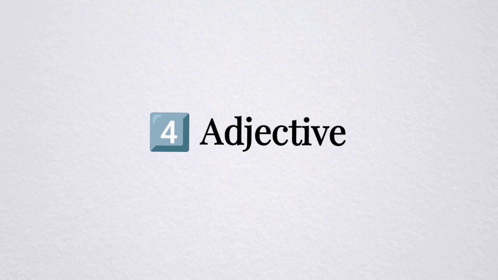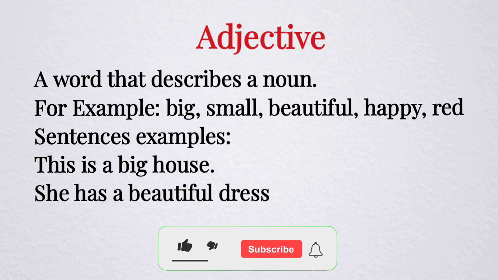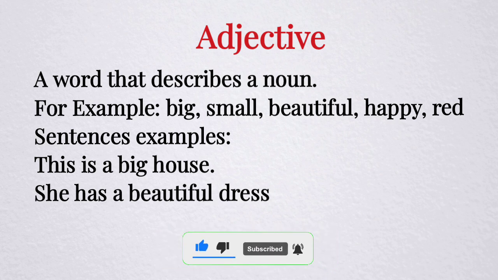Number 4. Adjective. A word that describes a noun. For example, big, small, beautiful, happy, red. Sentence examples. This is a big house. She has a beautiful dress.